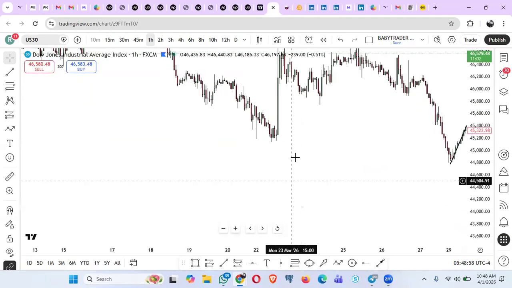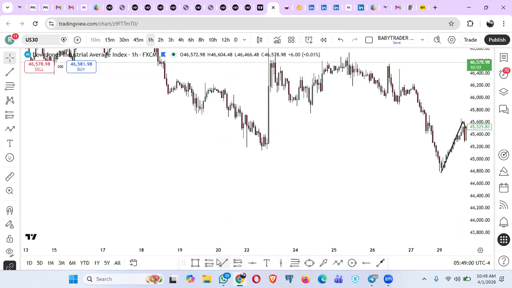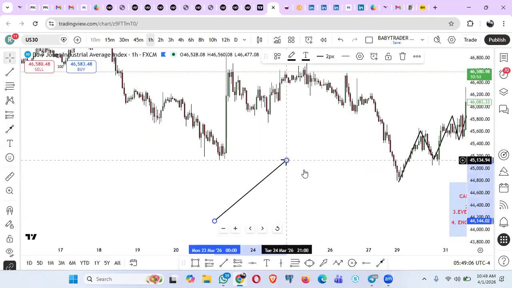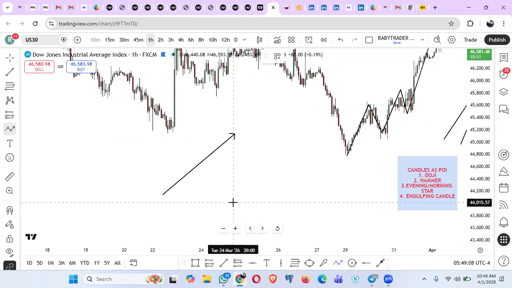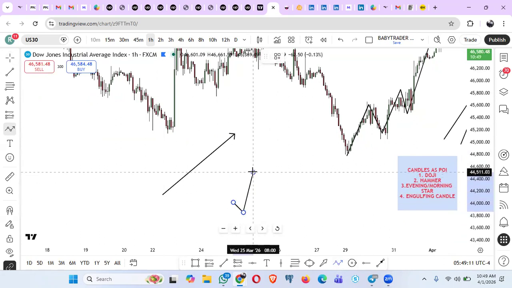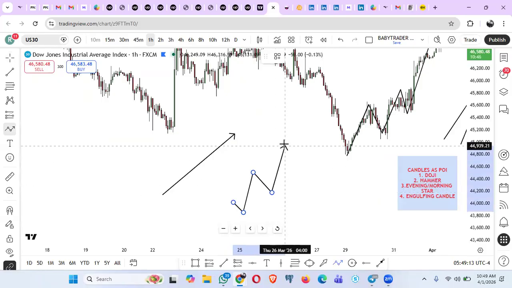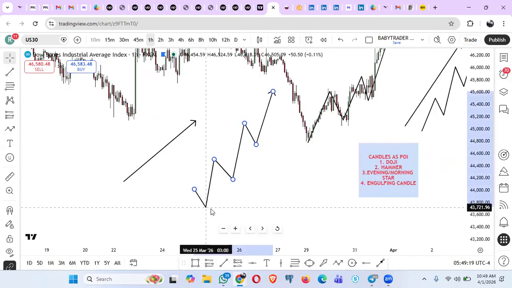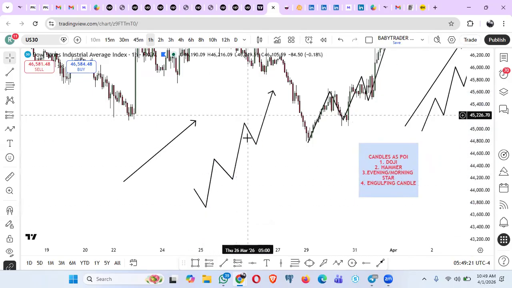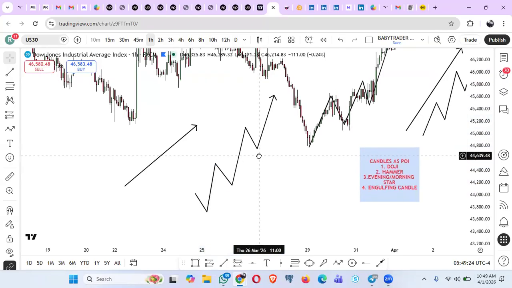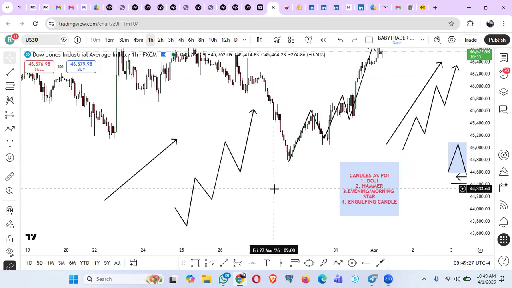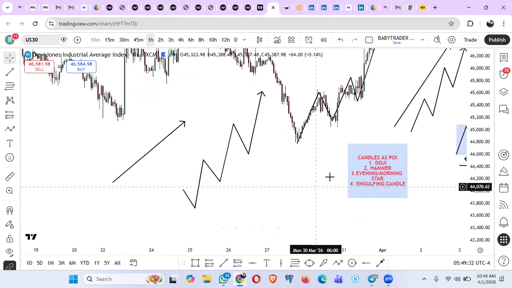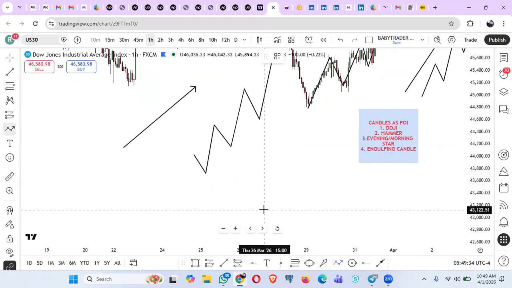So how do you know when to trade? For your bullish market, you need to see two impulsive pushes to the upside. You see your first push, one, then a correction, then two. Once you can see two impulses, the trend is valid already. Then you look for your candles.